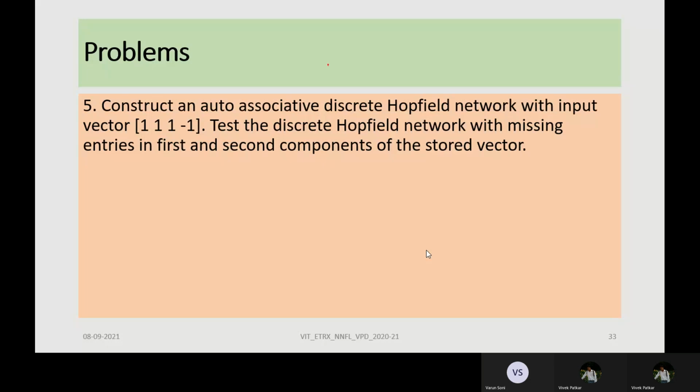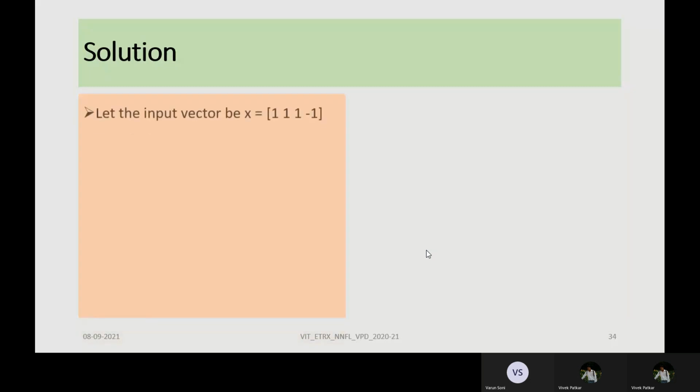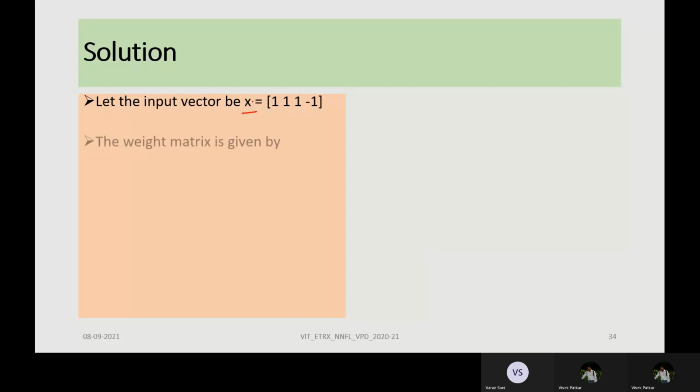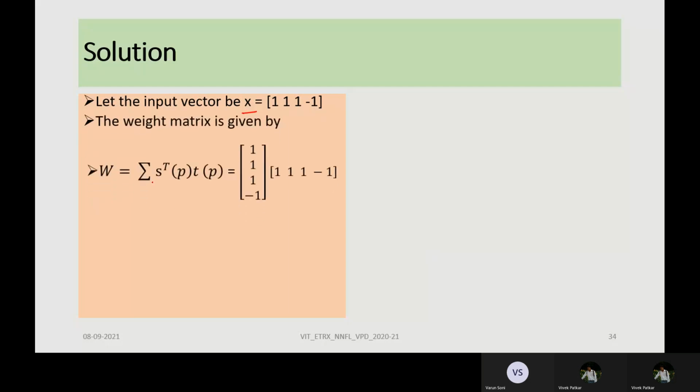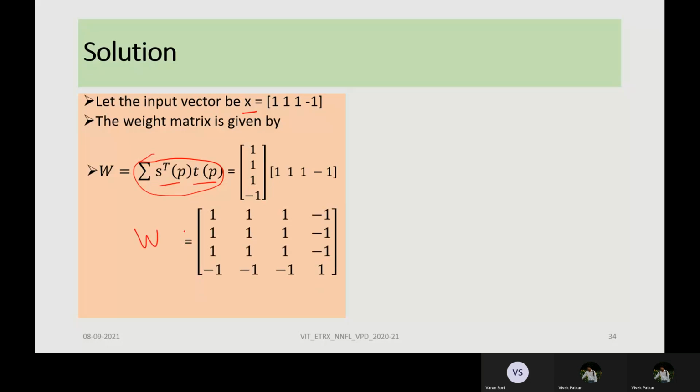Done? Yes, sir. Okay. So let's go ahead and solve this problem. The input vector we'll assume to be x, variable x. The weight matrix is normal, like our regular problem which we solved, S transpose into T. This is known to you, right? Yes, sir. So we'll simply substitute and we get this as our weight matrix. Is it clear? Yes, sir.